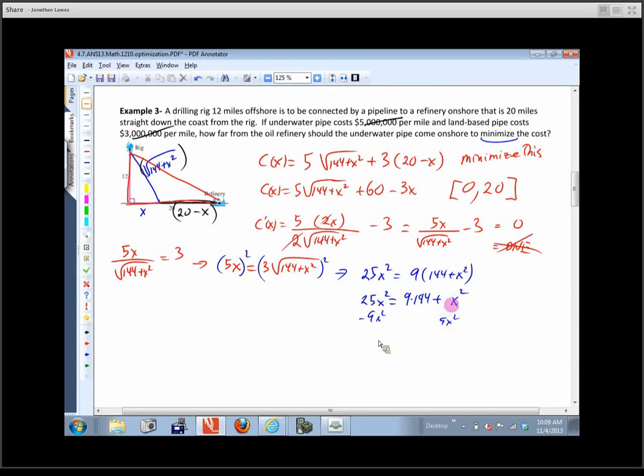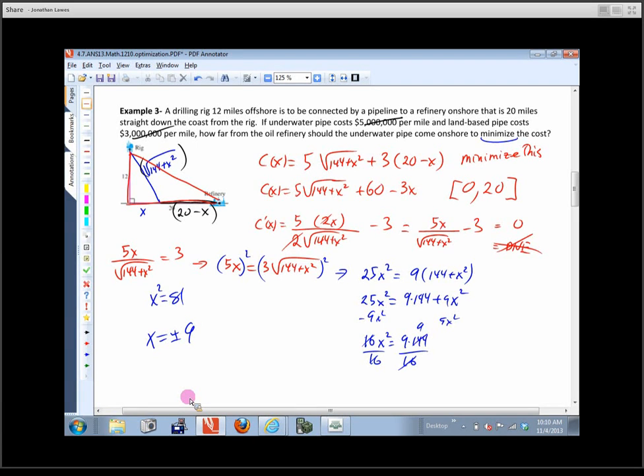And I end up with 16x squared equals 9 times 144. So if I divide by 16, I end up with x squared equals, let's see, this goes in there 9 times. So I get 81. So if I finish solving, I get x equals plus or minus 9. Okay, now, those are the answers when we find when the derivative equals 0.